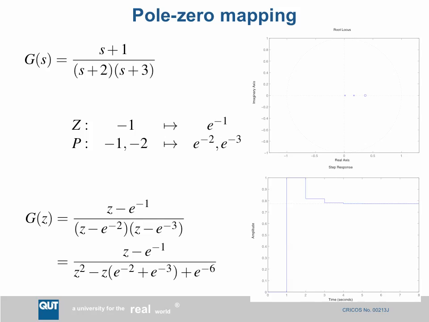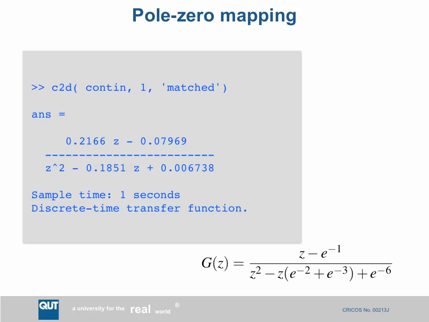Again, shown here is the pole zero configuration and the step response. What's interesting about this system is it's the only one with just a single zero. They all have two poles, and most of them have had two zeros. This one has only a single zero. Now, pole zero mapping we can do with MATLAB using the command matched. Here's the MATLAB solution, and there is my solution.